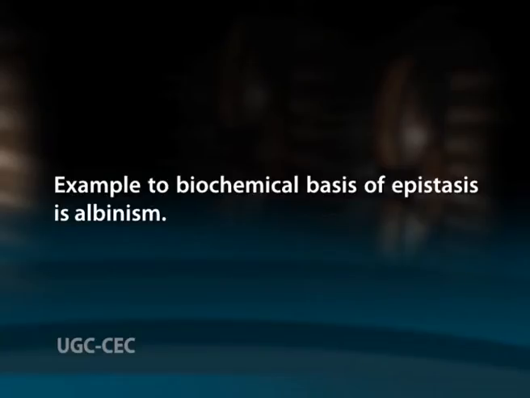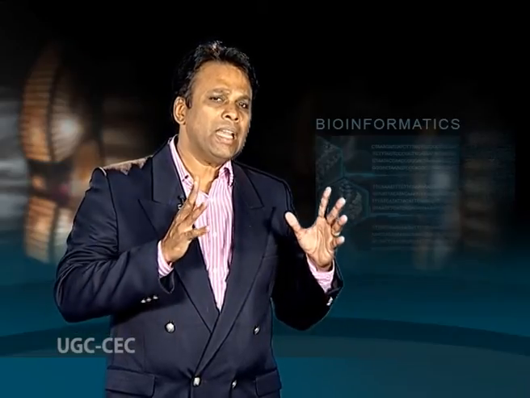The simplest example to explain the biochemical basis of epistasis is albinism. It develops due to the lack of melanin pigment, which produces black color. Melanin synthesis is not a one-step reaction like all other cellular chemical reactions. Rather, it is a 4-step process with each step mediated by a specific enzyme. These enzymes, which catalyze the reaction at every step, are produced by specific dominant genes.